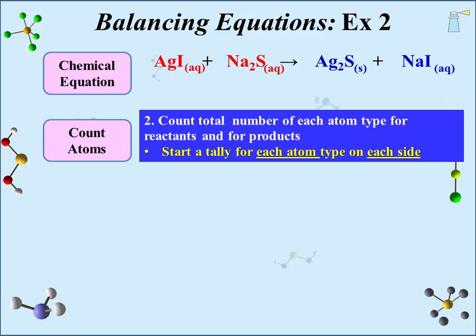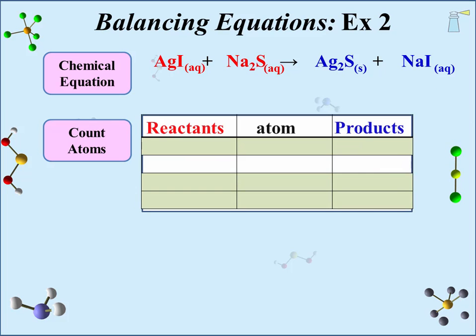The first step with the tally should be to identify the atoms in the reaction. All of the atoms in this reaction are in their ionic form, but we will still call them by their element name. There is silver, Ag, iodine, sodium, and sulfur.